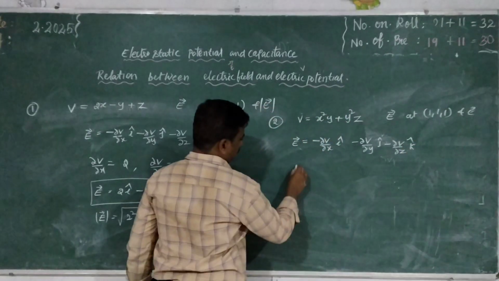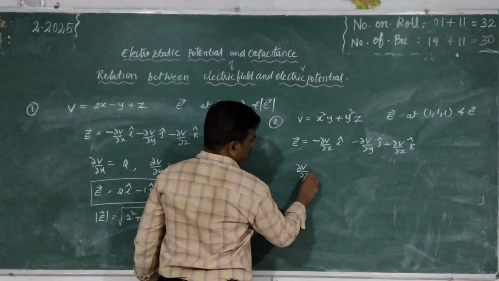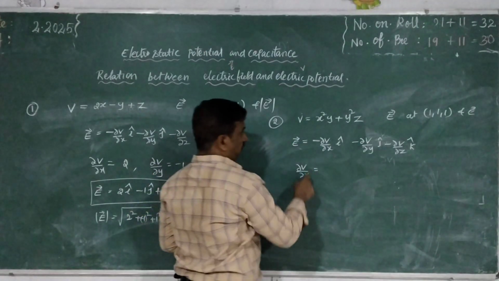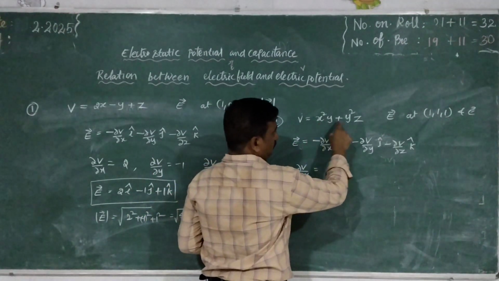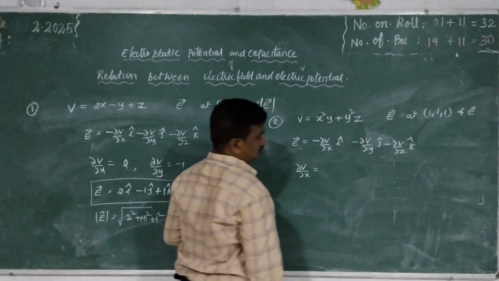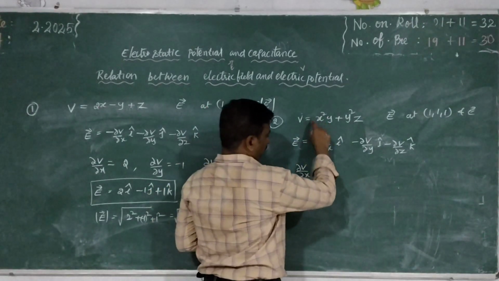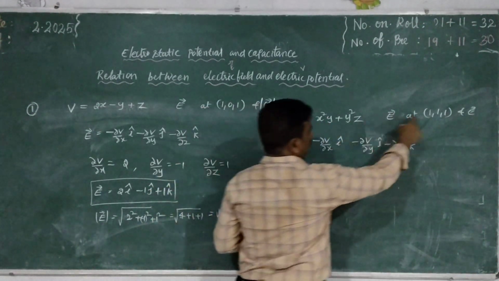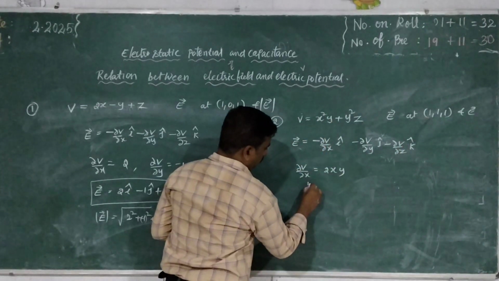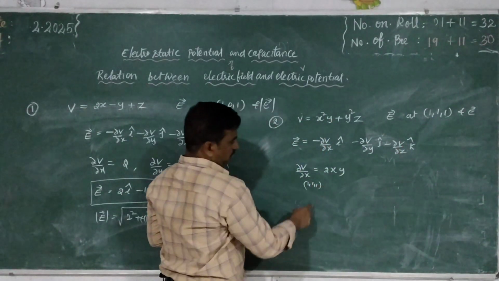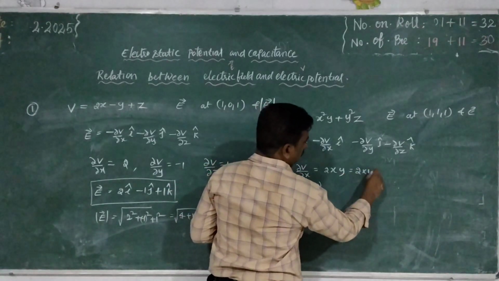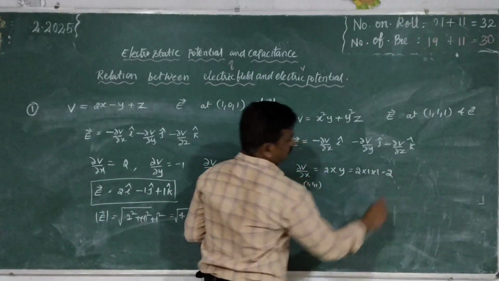First we write dou V by dou x. Differentiating with respect to x: here x is there, here no x. So the differentiation is 2xy. What is the point here? 1 comma 1 comma 1, which means x value 1, y value 1. So 2 into 1 into 1, and we get 2.